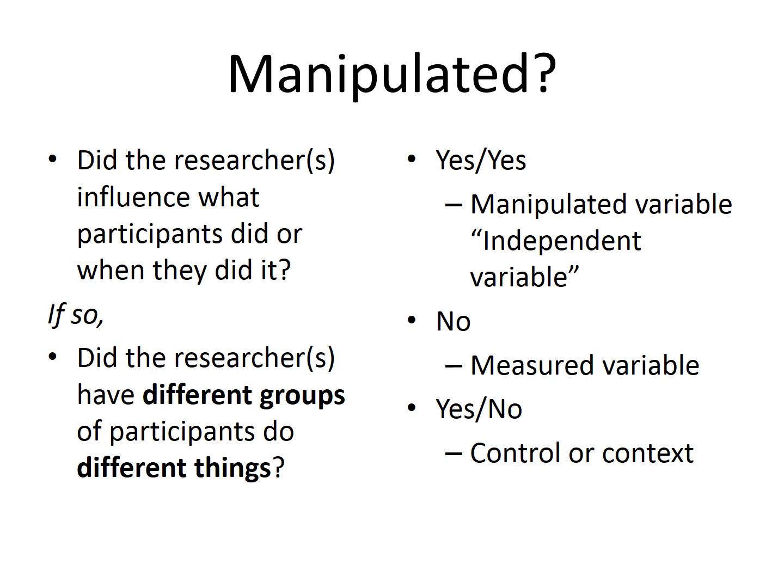If it seems tricky to determine if a variable was manipulated, you might try asking yourself 2 questions. First, did the researchers influence what participants did or when they did it? If not, it's not a manipulated variable. If they did, we need to ask whether the researchers had different groups of participants do different things. If they did, it fits the characteristics of a manipulated variable, otherwise known as an independent variable. If they had all participants do the same thing, then there'd only be one value for the variable, so it wouldn't actually be a variable in the study. It'd be a control, or context.